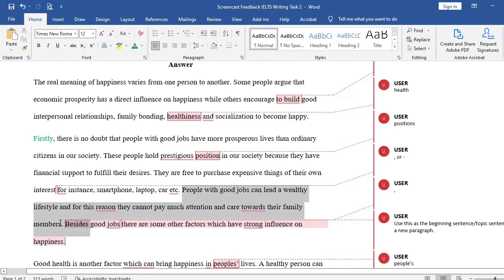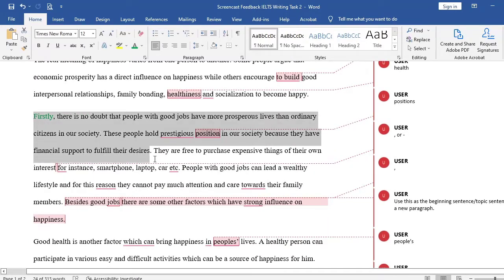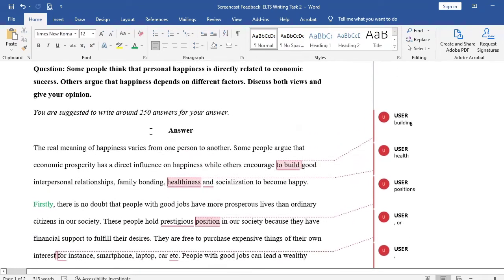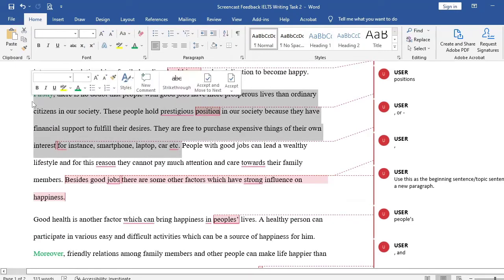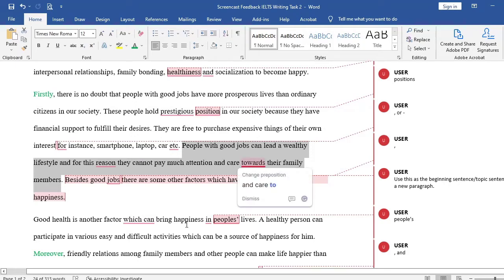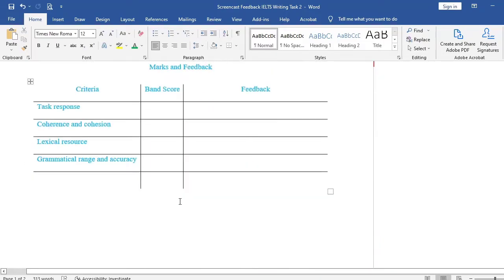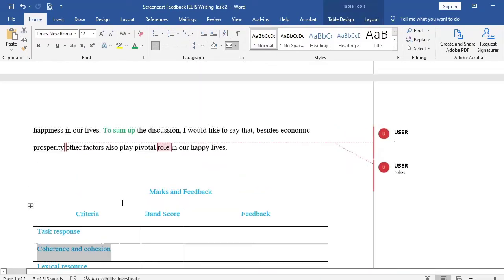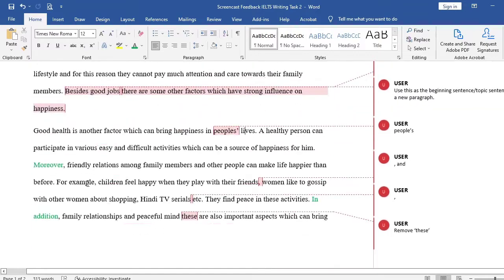So this is actually a counter argument, right? Because this paragraph should be only about the advantages of money relating to happiness, right? But she is saying here that yes, rich people are generally happy people, but rich people also have some significant lackings because they cannot pay much attention and care towards their family members. So this should be a different paragraph, right? So she is missing marks for coherence and cohesion here as well. Coherence and cohesion, of course, relates to organization. So there are definite problems in here as well.